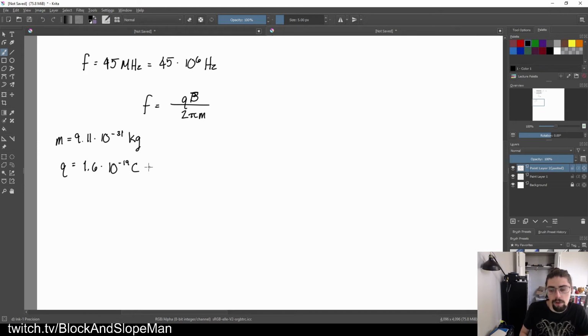And I'm only concerned about the magnitude because if I put a negative in here, I would find a negative B field, and that only makes sense if we have a direction. And I don't know what the direction is, right? We don't specify. We just know that we're getting some sort of oscillation, some sort of signal. So the rotation is going in some direction, but which direction doesn't really matter.